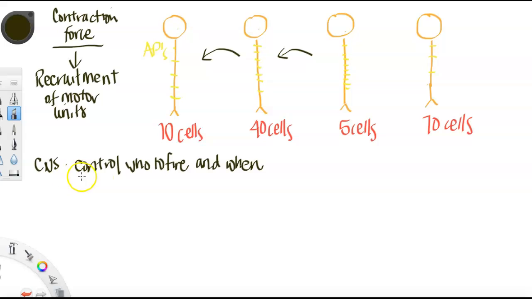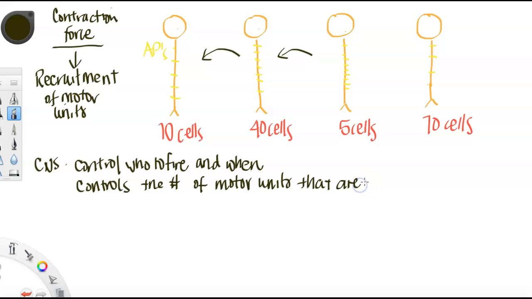The central nervous system also controls the number of motor units that are firing at one time. So it's controlling that end force that we're getting, okay?